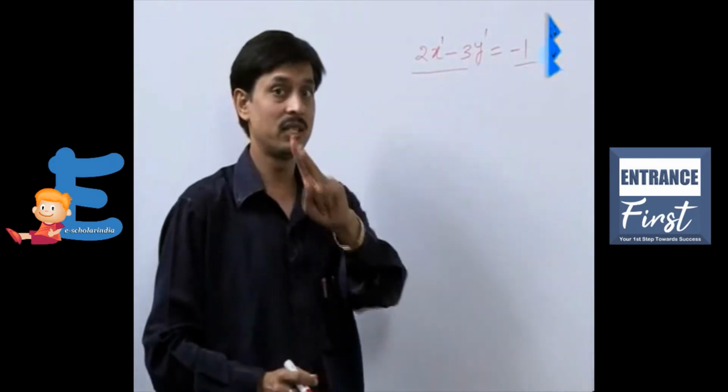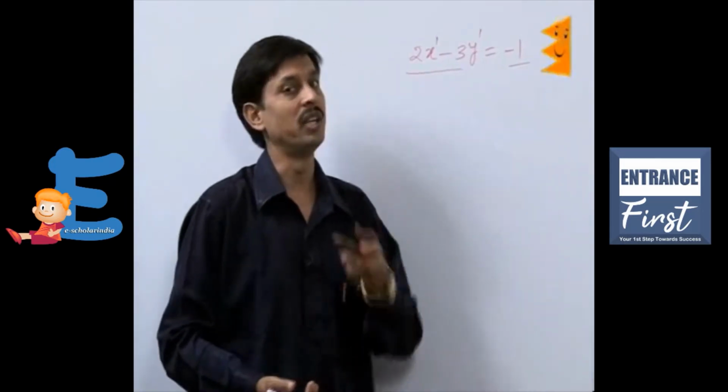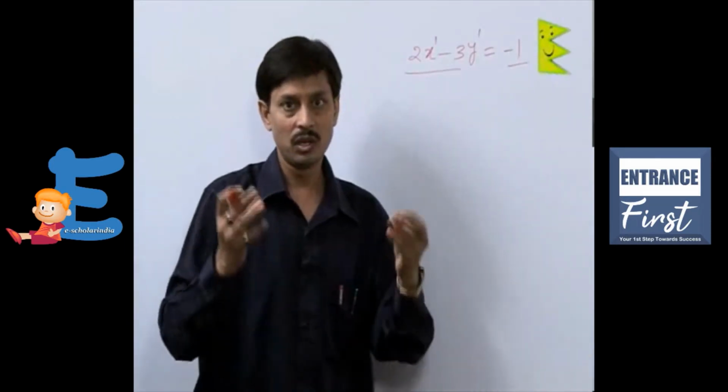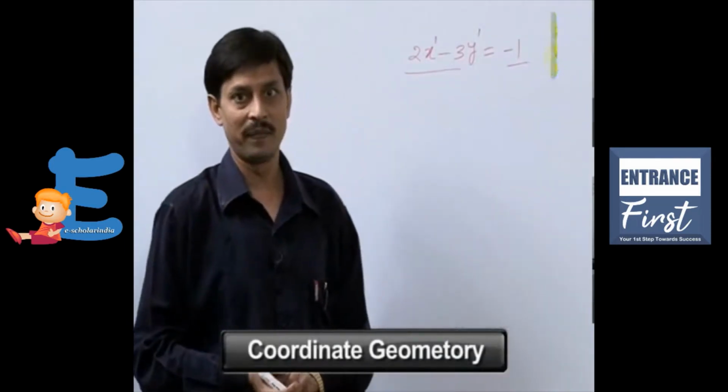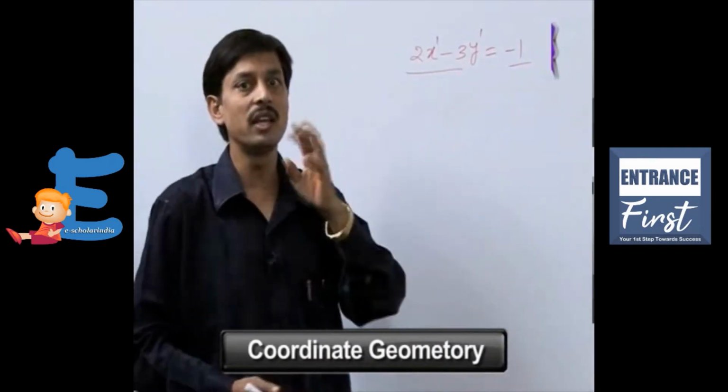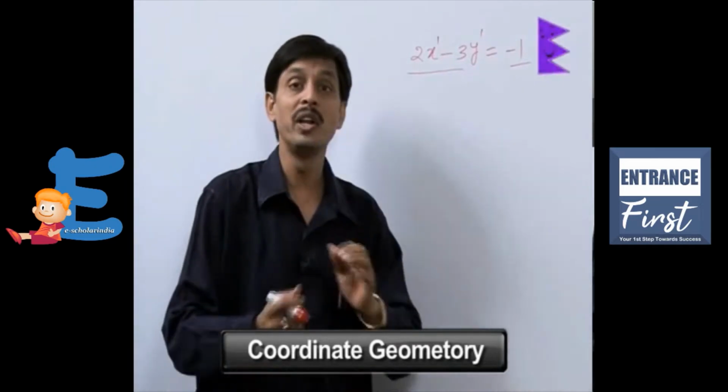Absolutely right. It has two variables x and y. So this is a linear equation in two variables. As in class 9th, the topic was coordinate geometry. You know how to plot a line for the given linear equation using coordinate geometry.